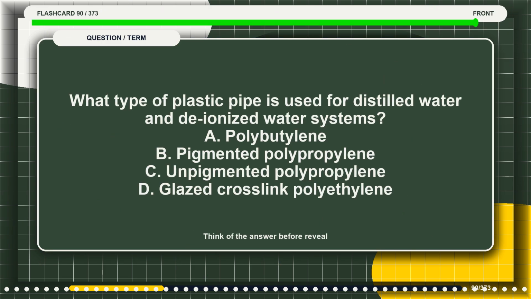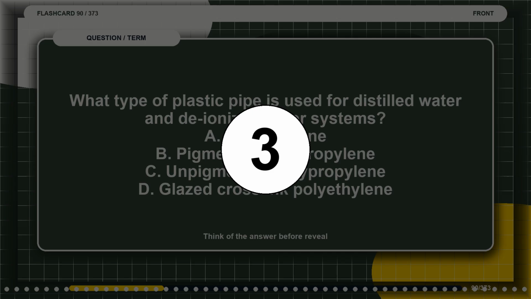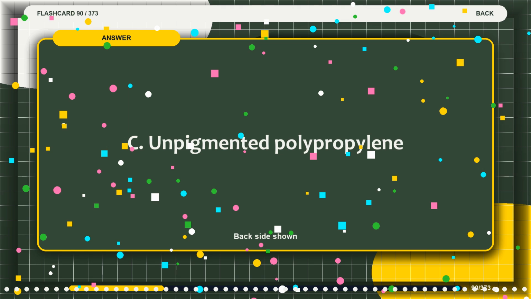Flashcard 90. What type of plastic pipe is used for distilled water and deionized water systems? A. Polybutylene B. Pigmented polypropylene C. Unpigmented polypropylene D. Glazed crosslink polyethylene. Think of the answer before the reveal. The answer is C. Unpigmented polypropylene.